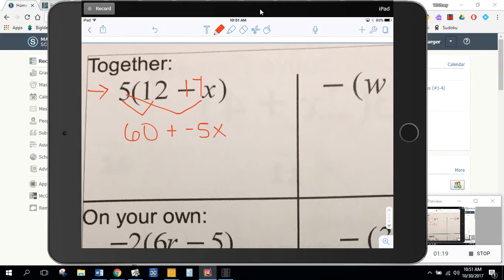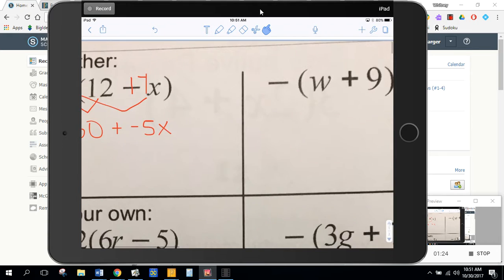Now we are done in this situation because these are not like terms, so we're not going to combine those. So our final answer is just 60 plus negative 5x.